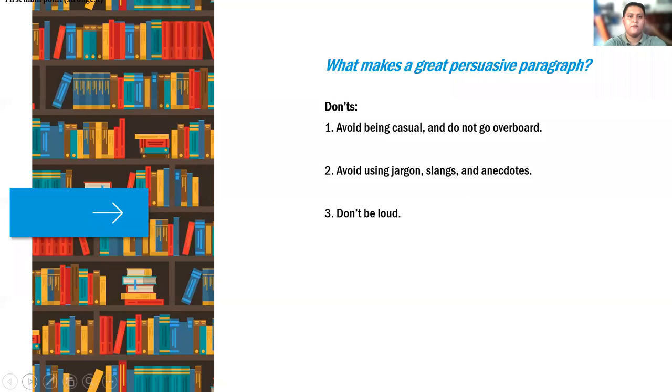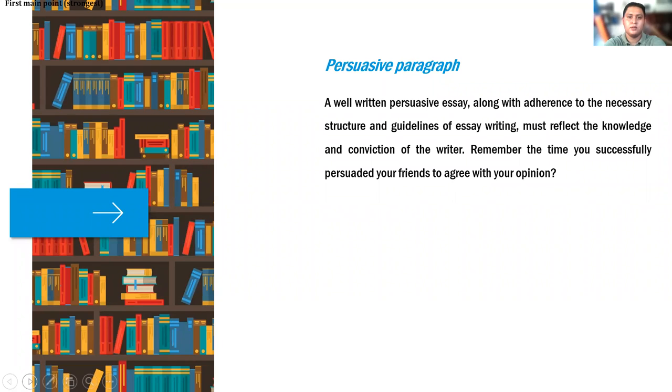And here we have a well-written persuasive essay, with adherence to the necessary structure and guidelines of essay writing, that must reflect the knowledge and conviction of the writer. Remember the time you successfully persuaded your friend to agree with your opinion. Can someone answer that question?